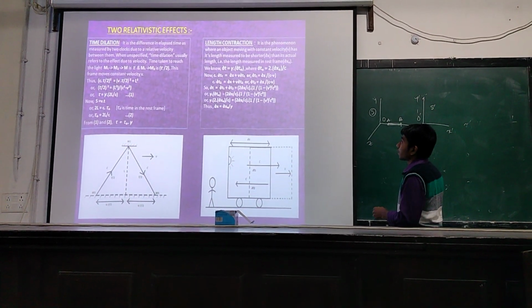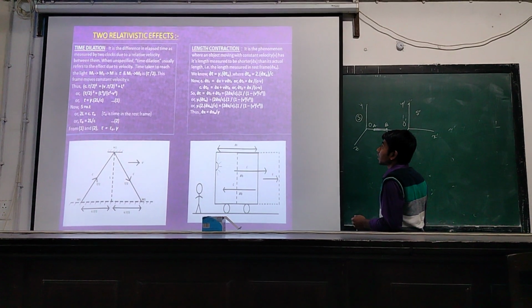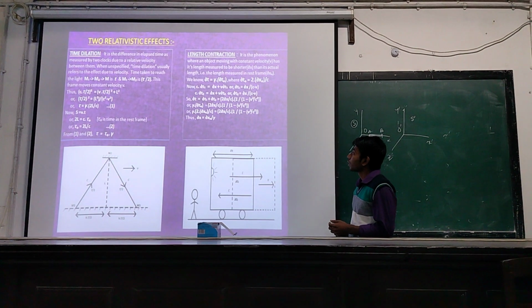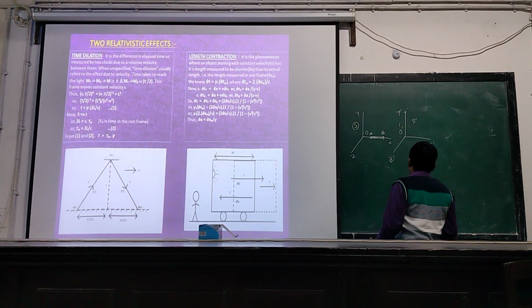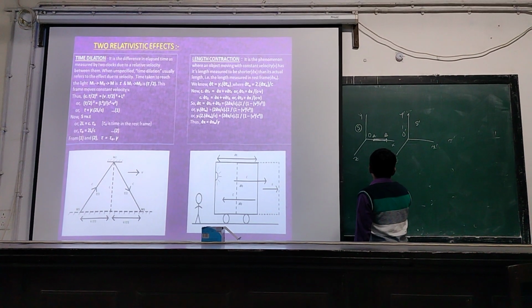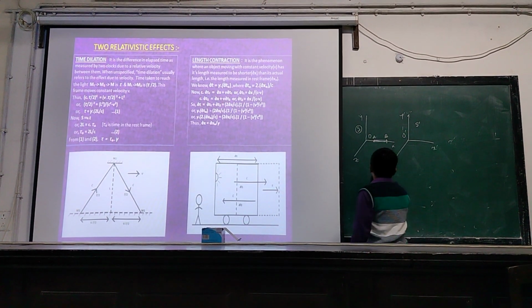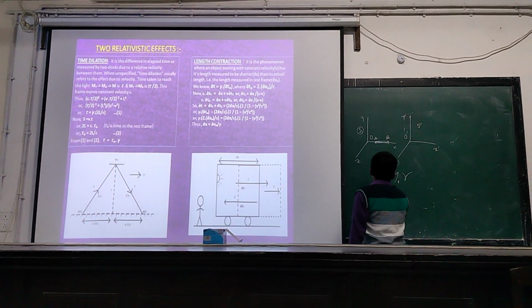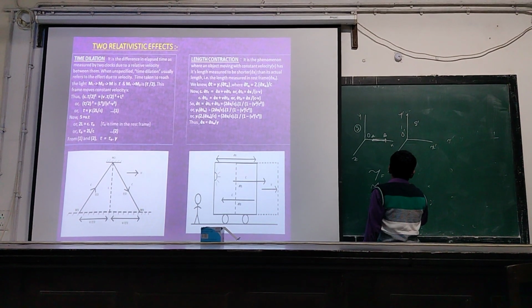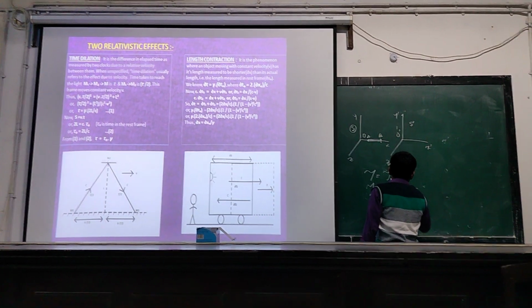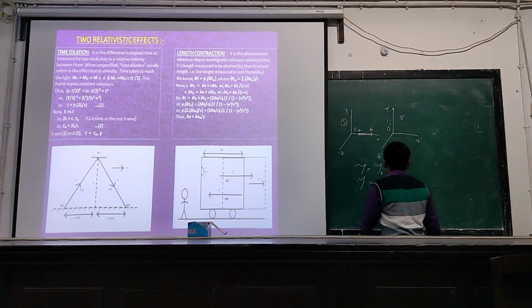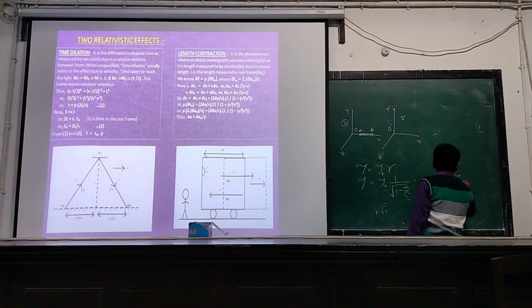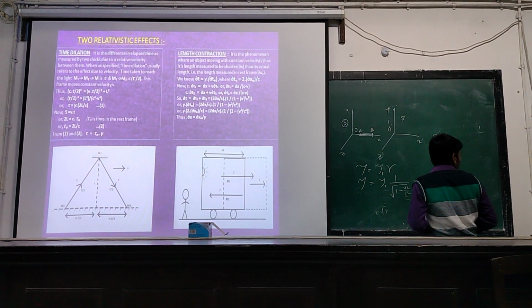And the second phenomenon is time dilation. It is the difference in elapsed time as measured by two clocks due to the relative velocity between them. For the case of time dilation, we get tau is equal to tau naught times gamma, that is tau naught into 1 by root of 1 minus v squared by c squared, so tau will be greater than tau naught. This is time dilation.